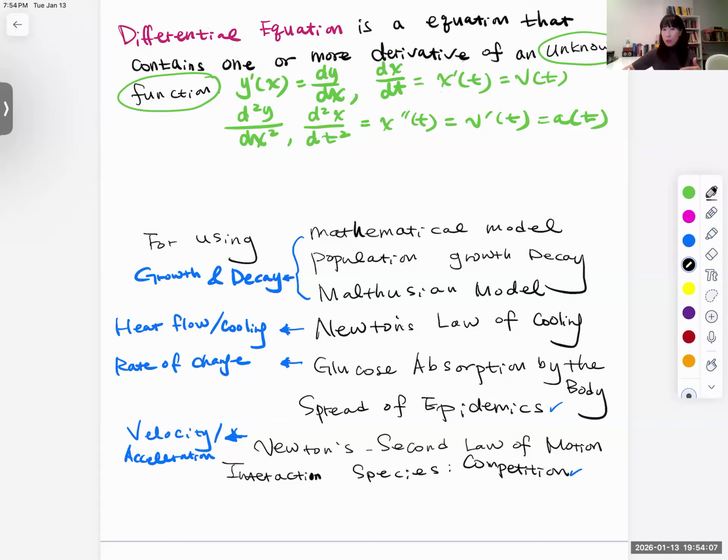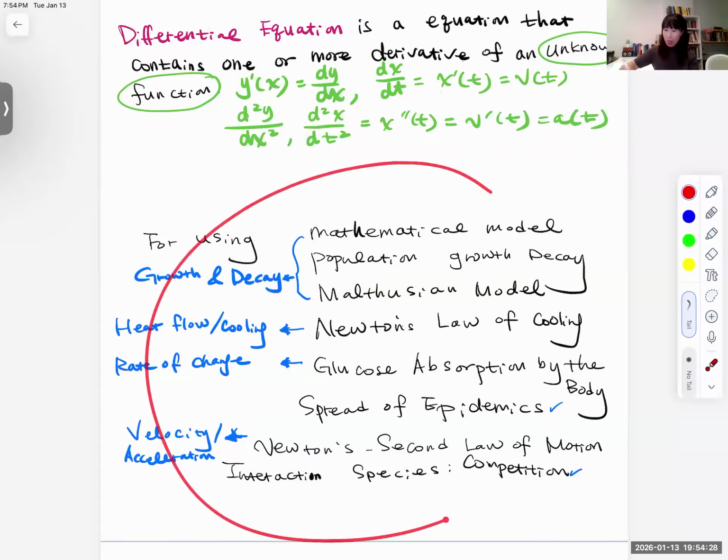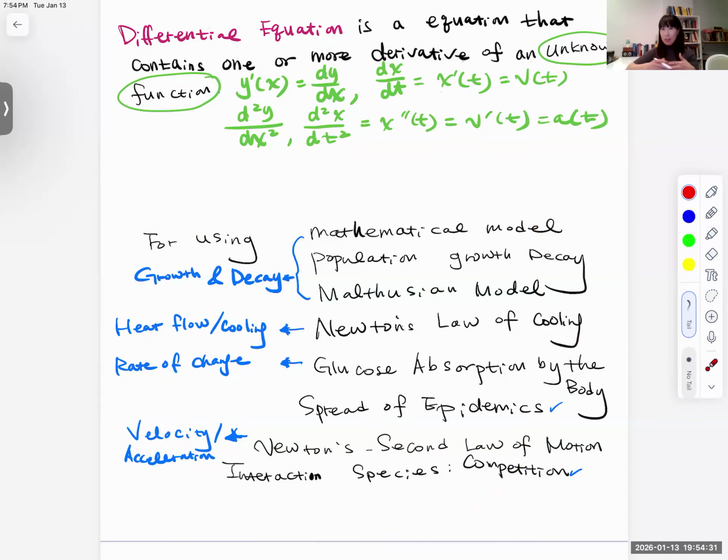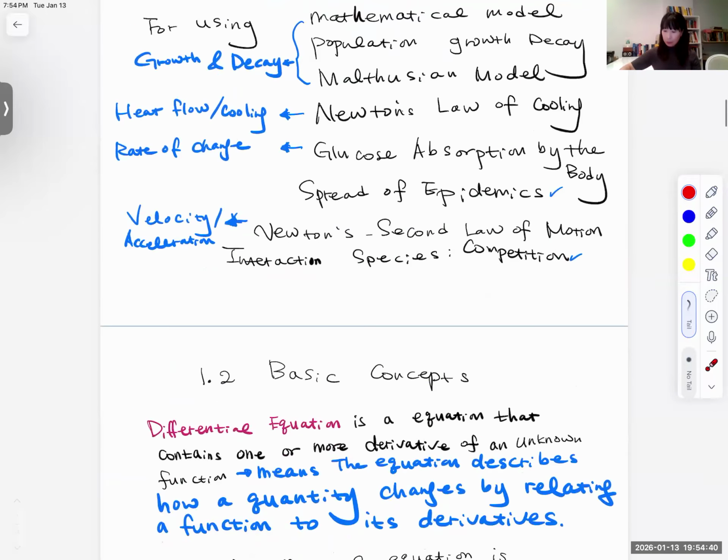And we just talked about velocity and acceleration, Newton's second law of motion. And there is the interaction of species, and competition. So we are using differential equations for that. All right? And we're going to learn everything in this course. Okay, that's the 1.1 introduction. So let's talk about 1.2.